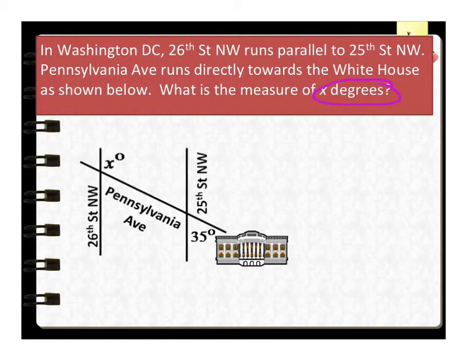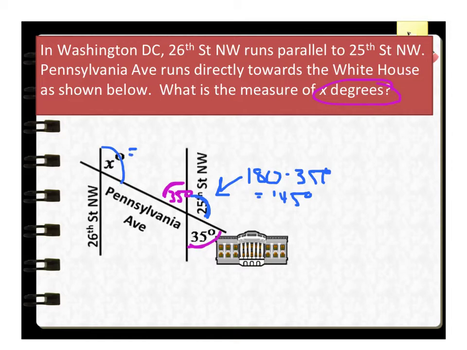Ready, pause. All right, let's go over the problem. We know that if this angle is 35 degrees, by vertical angles, this angle will also be 35 degrees. If that one's 35 degrees, this angle right here is going to be 180 minus 35 degrees, which is going to give us 145 degrees. X is going to be 145 degrees. Pause the video, make sure you have the correct answer written down, and hit play when you're done. Ready, pause.